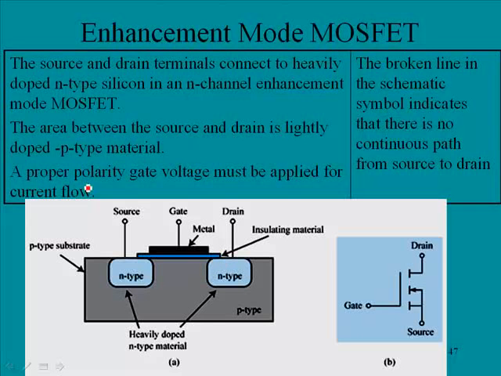Okay, a proper polarity gate voltage must be applied for current flow. So we're going to need a gate voltage to get current flow, and we will address that in a few slides from now. A broken line in the schematic symbol indicates that there is no continuous path from source to drain. So when you look at the schematic symbol for an E-mode MOSFET, usually you'd have a continuous line here, as we did with FETs and the depletion mode, but here it is broken, and it is broken because there is not a continuous channel.